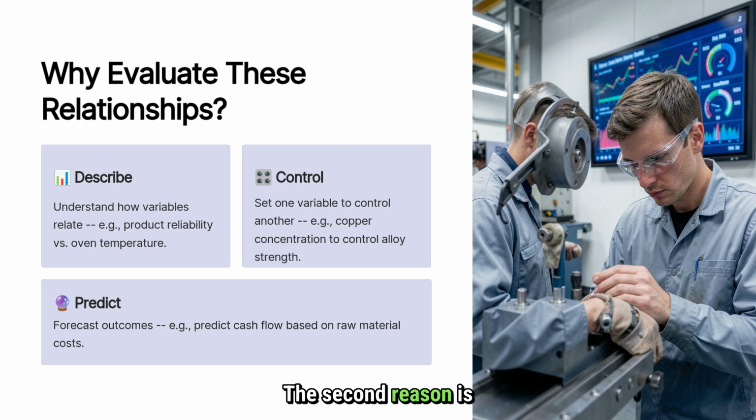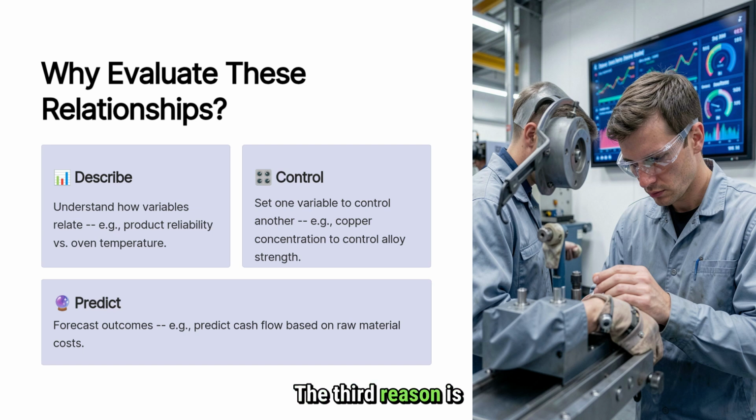The second reason is to control a process. Once a significant relationship has been established, one variable can be adjusted to influence another. For example, controlling copper concentration in a manufacturing process may help achieve a desired alloy strength. This allows organizations to optimize process settings and reduce variation.